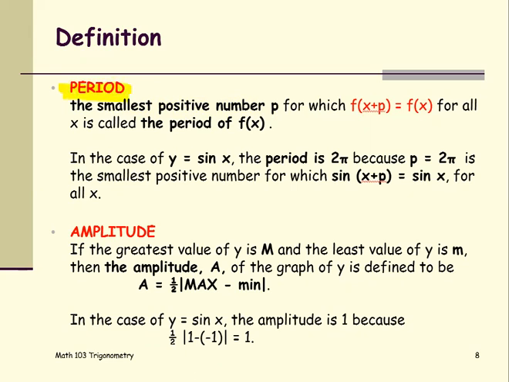Let's look at the definitions. The first one is period. Period is the smallest positive number p for which the function of x plus p is the same as the function of x for all x. And that number p is called the period of the function f of x.